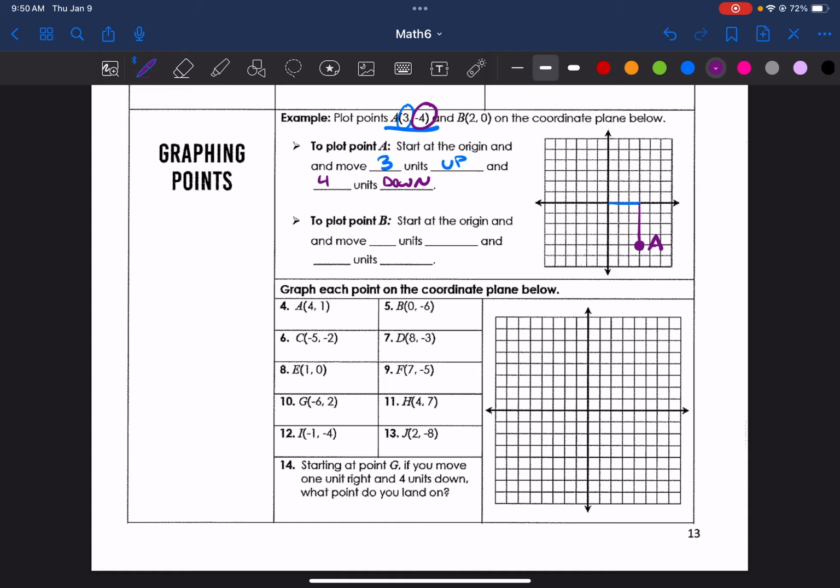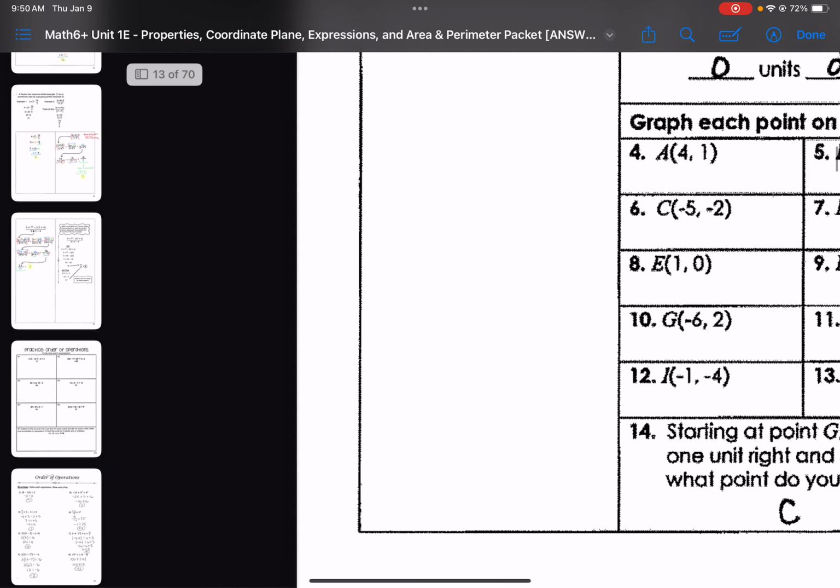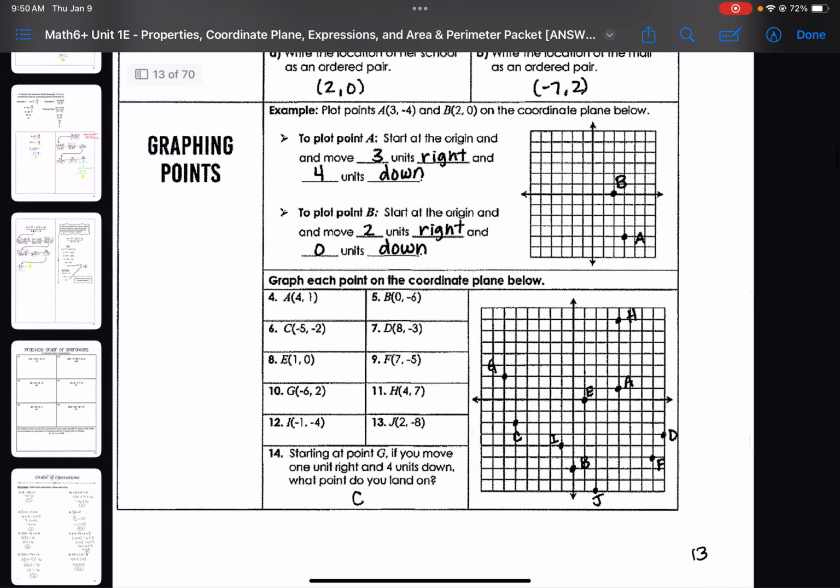Go ahead and finish page 13 if you didn't, and pause the video here. And check your answers. Oops, my iPad's being wacky. And check your answers here.